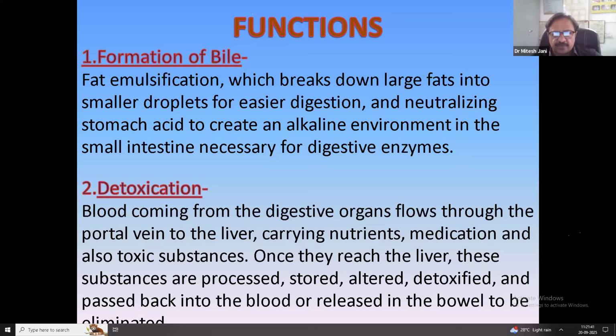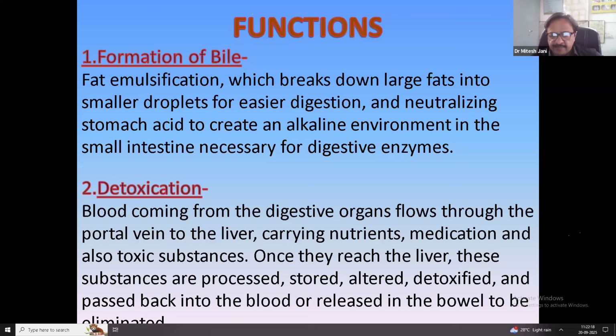The second most important function is detoxification. Blood coming from the digestive organs flows through the portal vein to the liver. The portal vein is formed by the union of the splenic vein and the superior mesenteric vein. The superior mesenteric vein drains the blood from the entire small intestine and the upper part. It combines with the splenic vein, which forms the portal vein behind the neck of the pancreas.